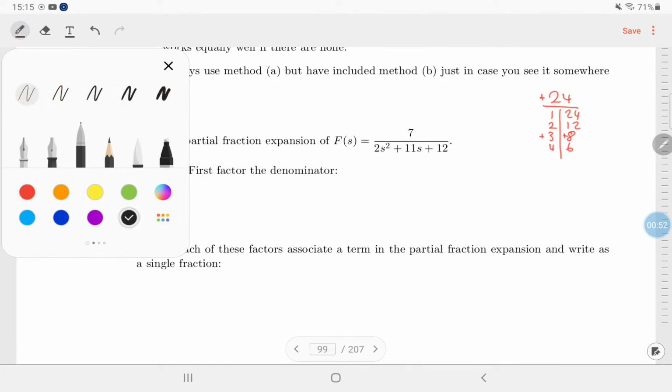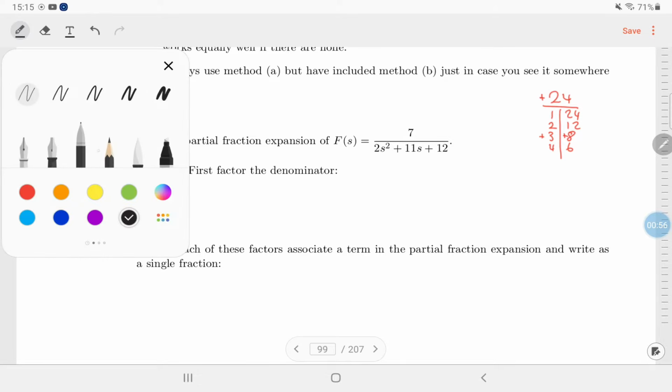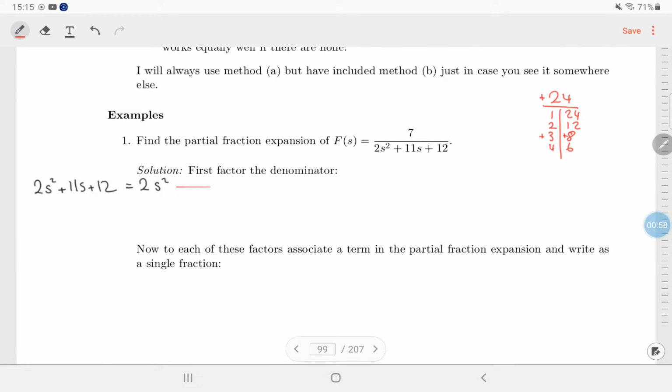So I now rewrite this as 2s squared, and I rewrite the 11s as 3s plus 8s. I still have this plus 12. Okay, so that's the crucial step in the AC method, and then it should be okay from here.